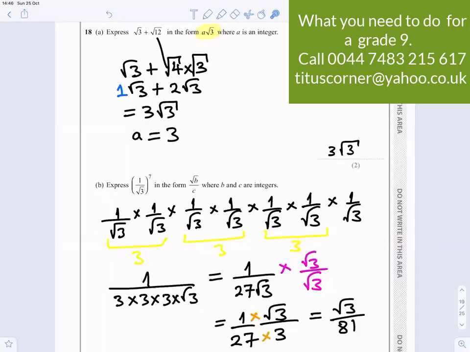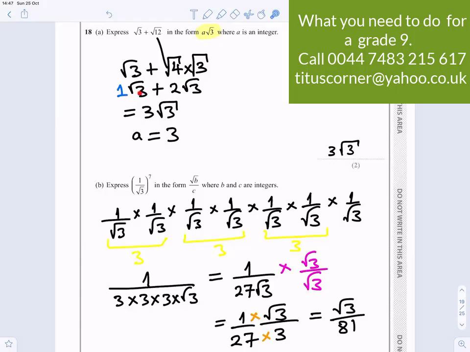Question number 18. Express square root of 3 plus square root of 12 in the form a root 3, where a is an integer. Square root of 3 stays the same. Square root of 12, you can split it into 2. It's the same as square root of 4 times square root of 3. 4 times 3 is 12. So it's one of the rules of surds where you can split it up like that. 4 times 3 is 12, and you split them in the square root sign. So it's like square root of 3 plus square root of 4 is 2. Square root of 4 is 2, and the square root of 3 stays the same.